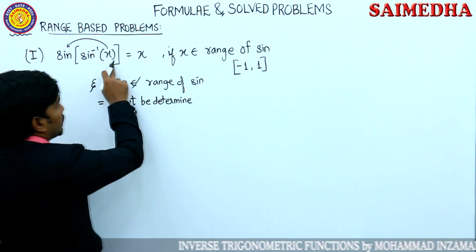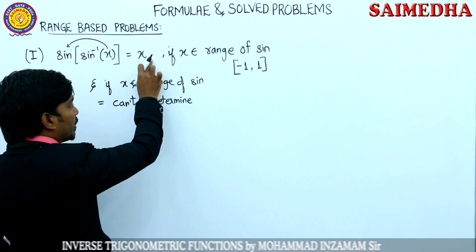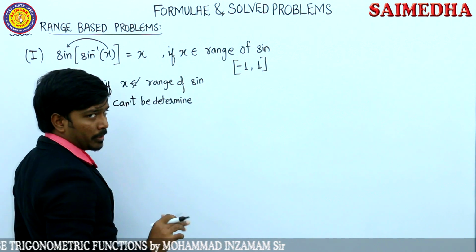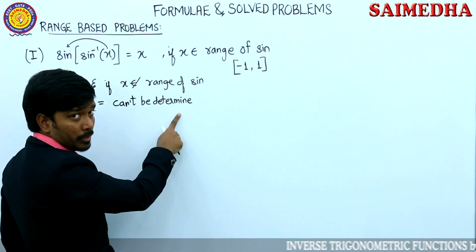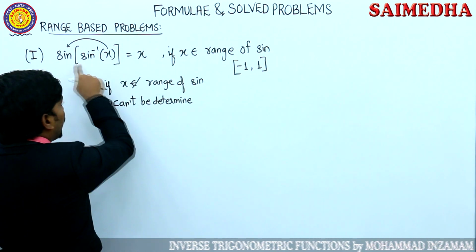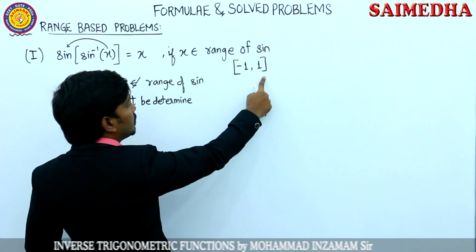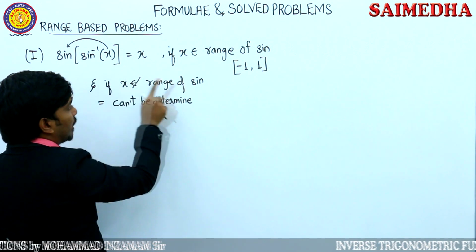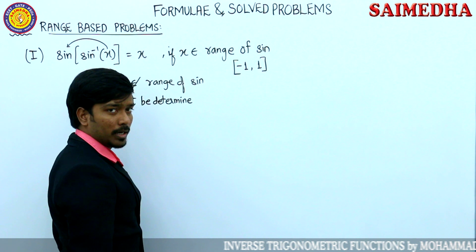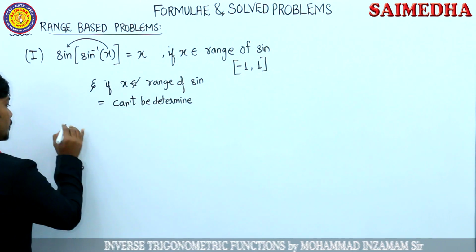Sin of sin inverse of x is equal to x. Directly the answer is going to become x, or the answer is going to become can't be determined. There are two answers now. Directly the answer can be x, or the answer can be can't be determined, based upon the range. If this value of x is within the range, the answer is directly x. If the value of x is out of the range, then it is going to become can't be determined.